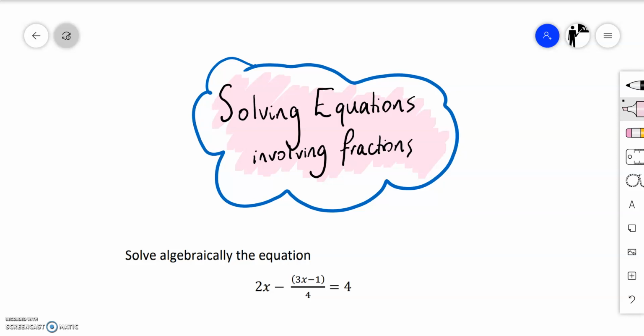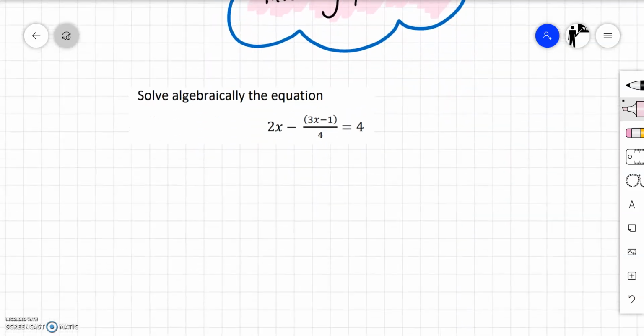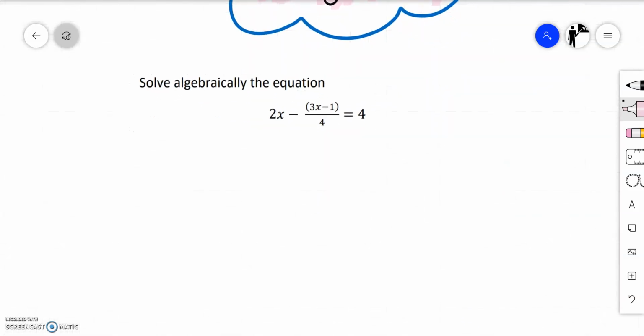2 are past paper questions. So solve algebraically the equation 2x minus (3x minus 1) over 4 is equal to 4. Before we go ahead and solve this, we should be comfortable with solving problems such as this, where you add 1 to both sides, divide both sides by 7, and dealing with any brackets.